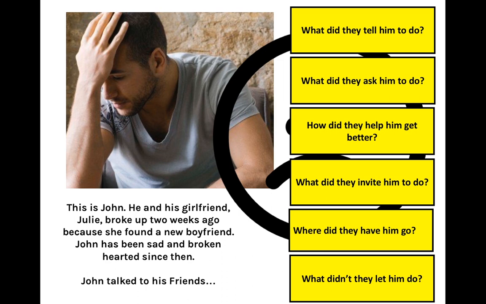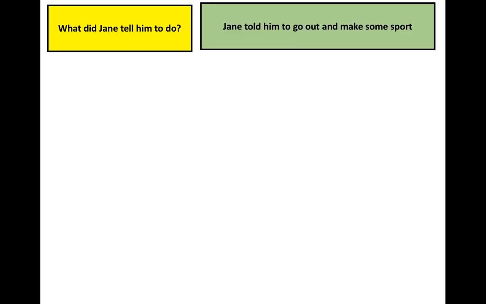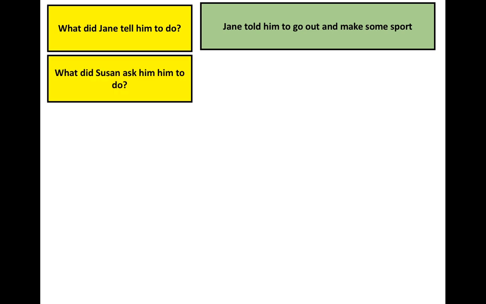So now let's see what were the answers from his friends. What did Jane tell him to do? Jane told him to go out and make some sport because she thought it was a good idea to make sports. So she told him to go out. Verb, told, him is the object pronoun, and to go is the verb we use after tell.